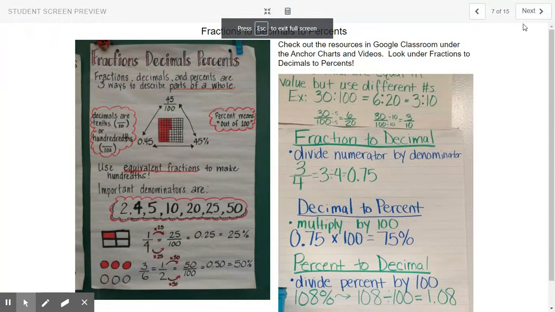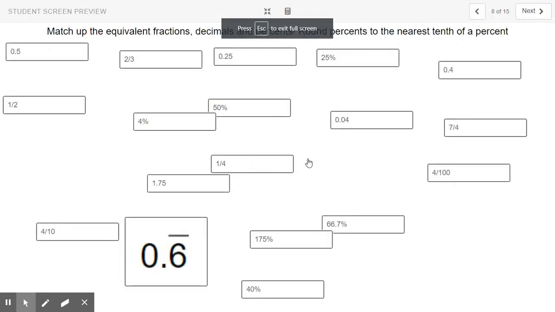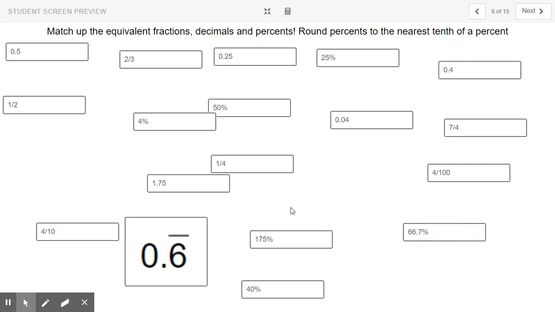So let's take a look at what we need to do for this. We have a card sort, and in the card sort, we have to match up equivalent fractions, decimals, and percents. So I want you to try to go ahead and do that. It also says to round the percents to the nearest tenth of a percent. I'm taking a look here, and we've got lots of different things. So go ahead and get started, then pause, and come back when you're ready to see how to do this, or if you need help.